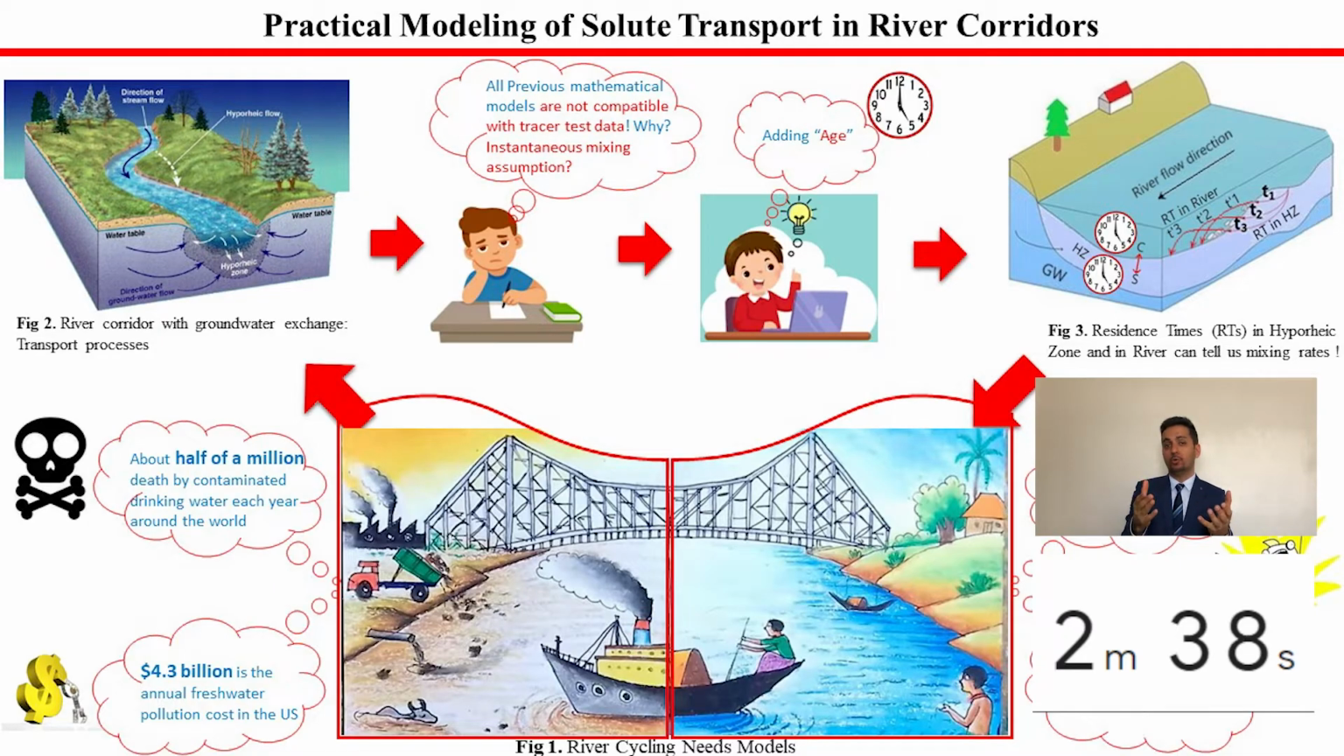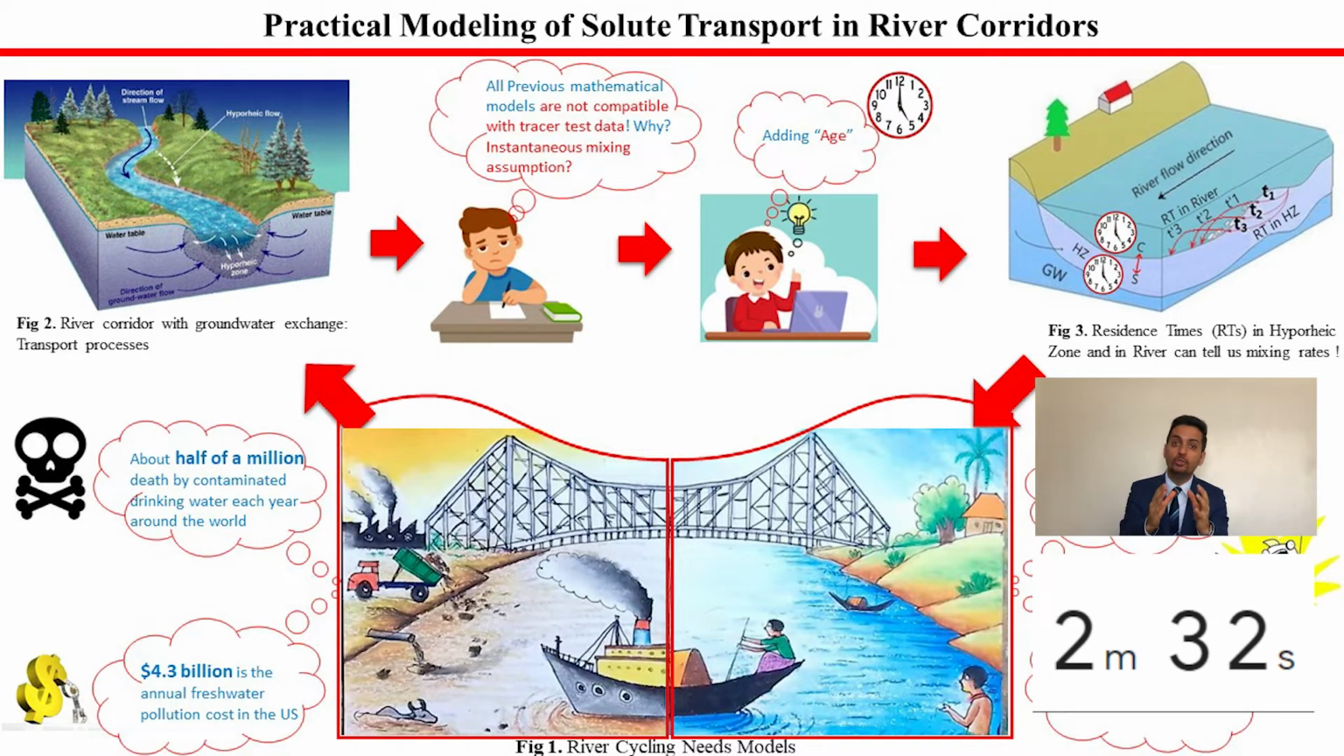Hello everyone! Can you believe that about 500,000 deaths are caused by contaminated drinking water each year around the world? Oh my god, that's a lot! The cost of freshwater pollution just in the United States is over $4.3 billion per year. And we all know that rivers are one of the main resources for freshwater.